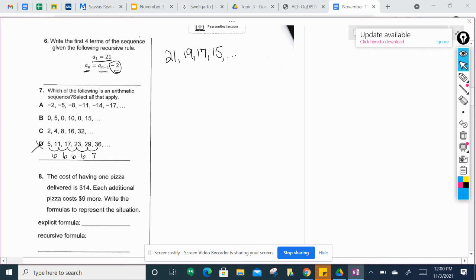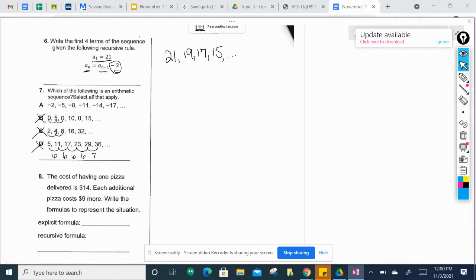D is not an arithmetic sequence. Moving on to C, 2 plus 2 gets me to 4, but then 4 plus 4 gets me to 8. I can stop right there and say that C is not arithmetic. B, I'm saying 0 plus 5 gets me to 5, but then I would have to take 5 minus 5 to get me to 0. I'm not adding or subtracting the same thing over and over, so B is out.